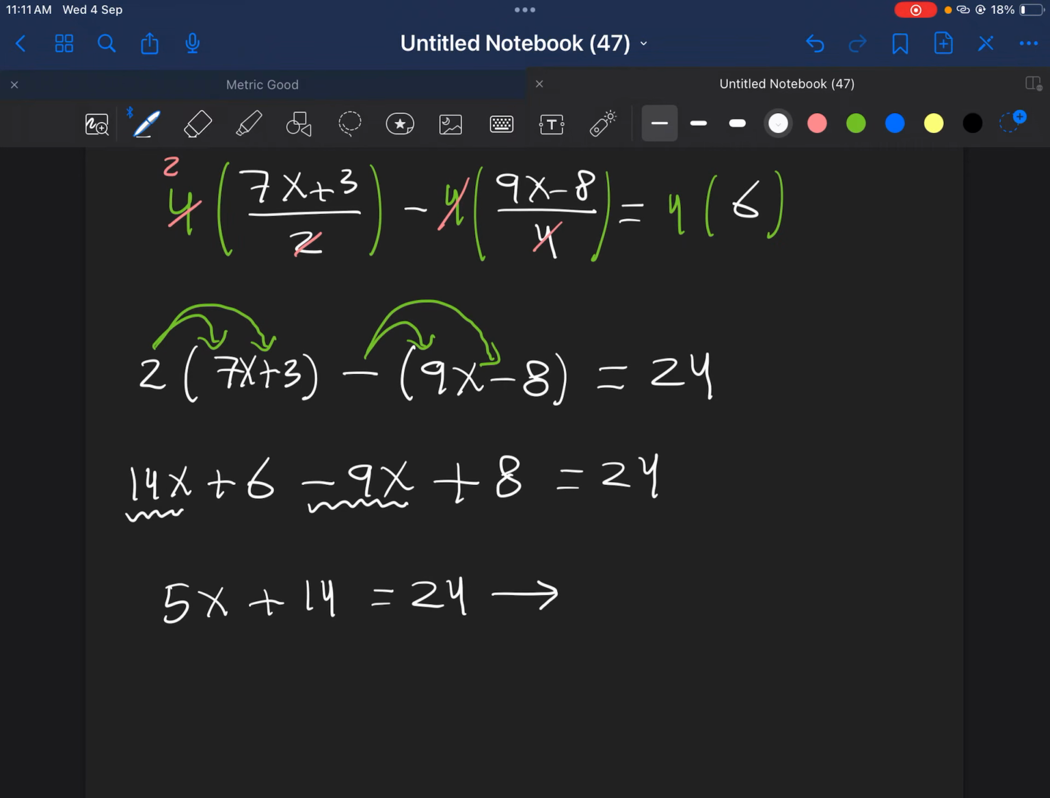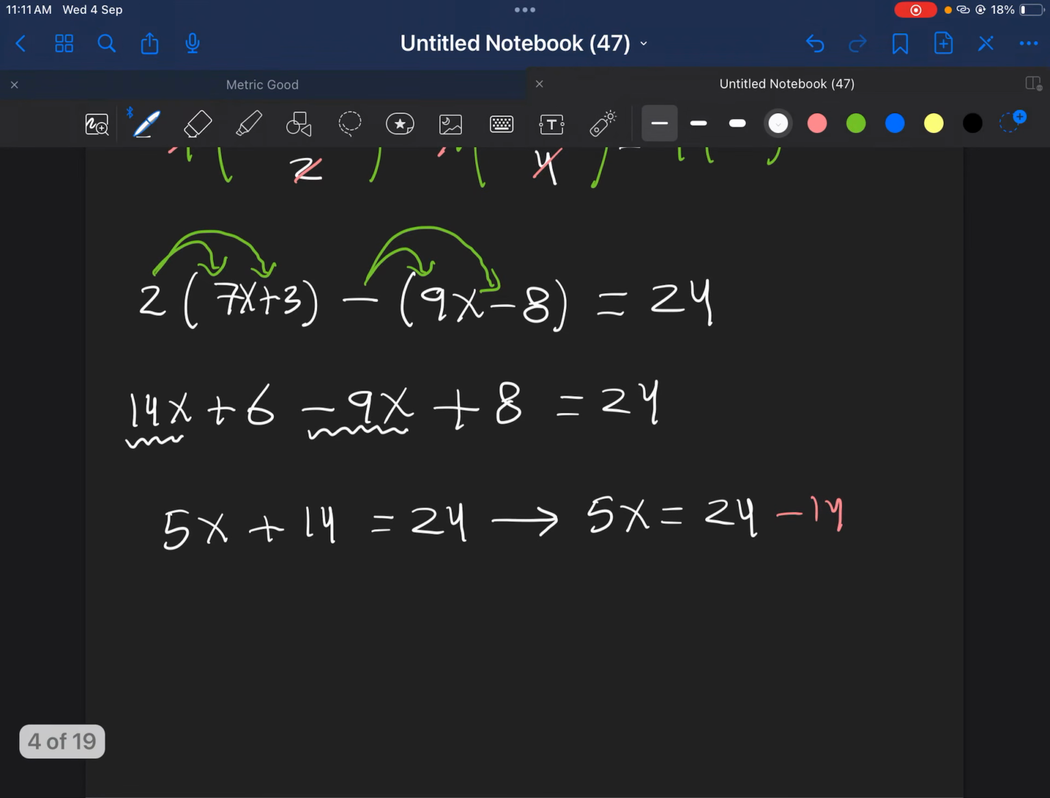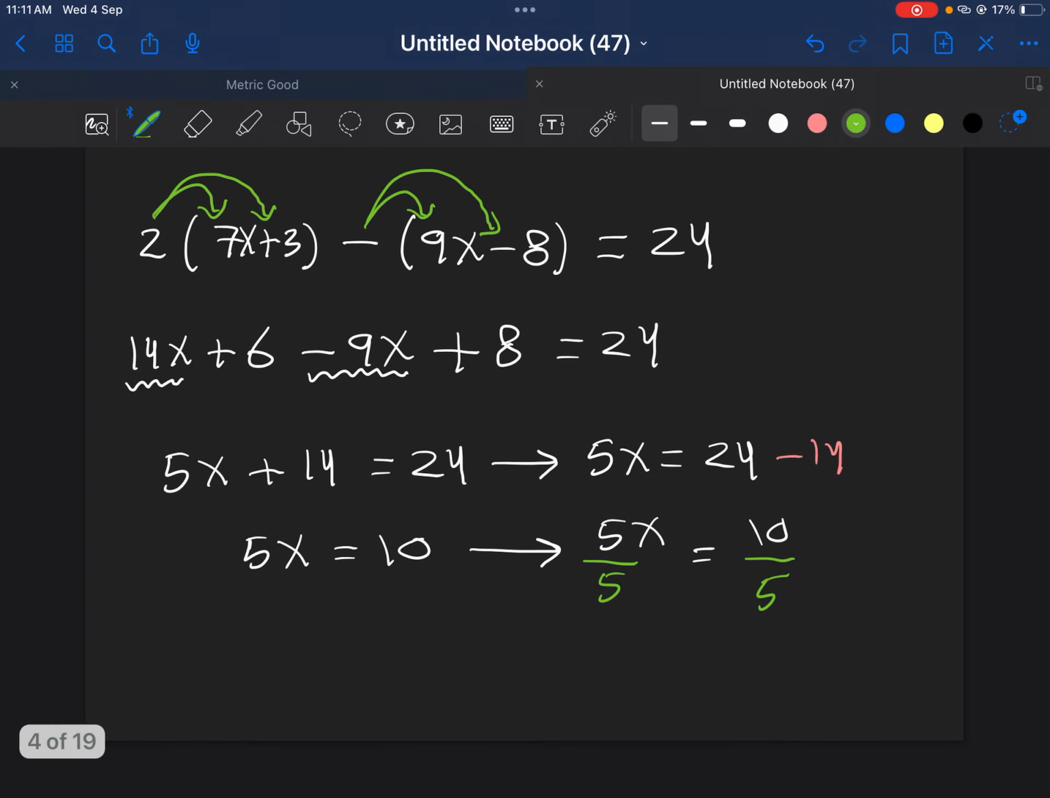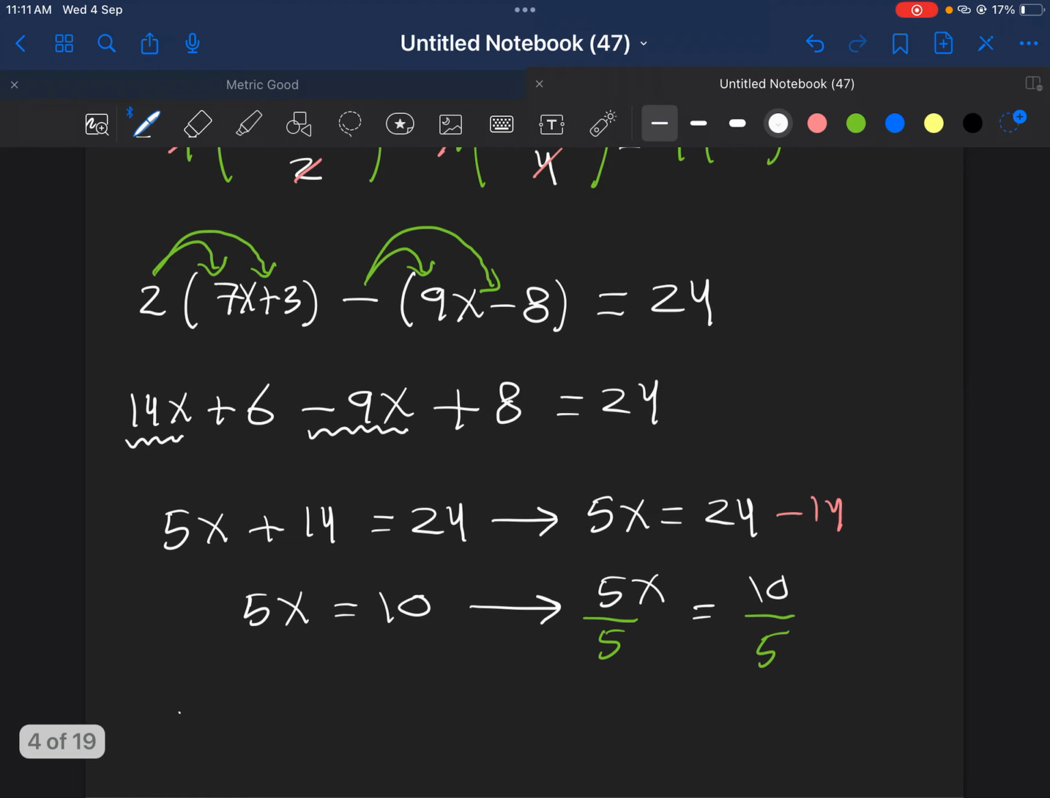Next step, take 14 to the other side because numbers go together. You will get 24 negative 14, which means I'll get 5x equal to 10. Divide everything by 5. And what you will get is 10 divided by 5. So x is going to be equal to 2.